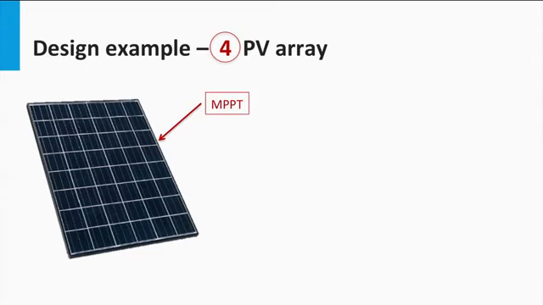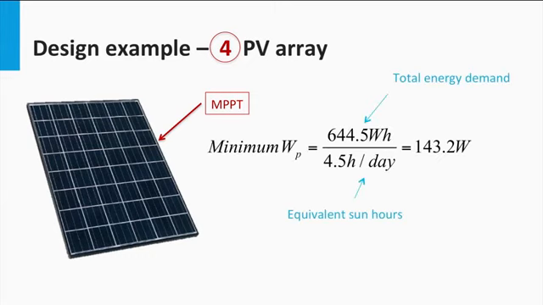Assuming that the panel will be operated at its maximum power point, we can find out the required number of panels as follows. We can first calculate the amount of minimum PV power required by dividing the total energy demand at the PV array output with the equivalent sun hours. Thus, the minimum PV power required is 143.2 watts.